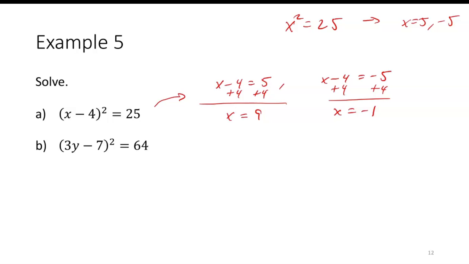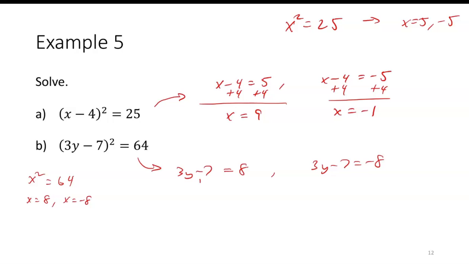If I want to try to solve (3y - 7) squared equal to 64, well, I know that if x squared is equal to 64, x would be equal to 8 or negative 8. So in this case, what we'll have is 3y - 7 equal to 8, and 3y - 7 equal to negative 8. And then we solve each one separately.